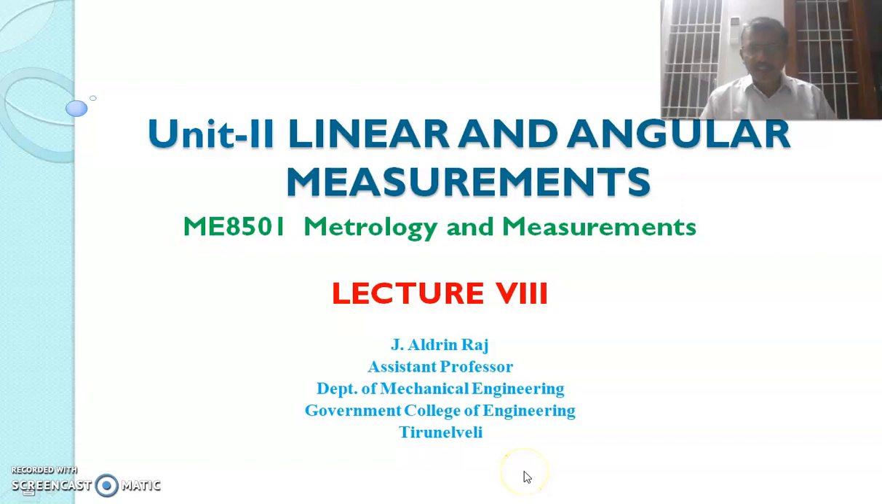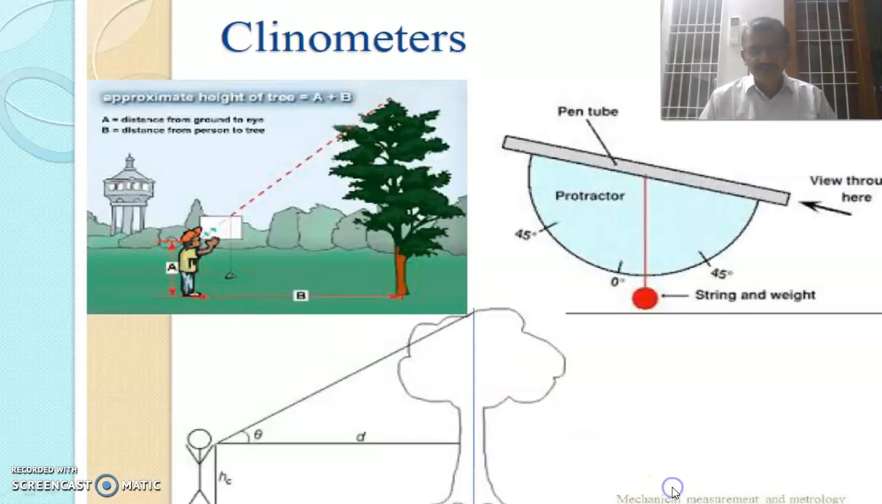Good morning. In this lecture, we are going to study inclinometers, that is clinometers, and angle gauges. Clinometers are used by surveyors and geologists to determine the height of a tree or the height of a mountain. They are mostly used by civil engineers.